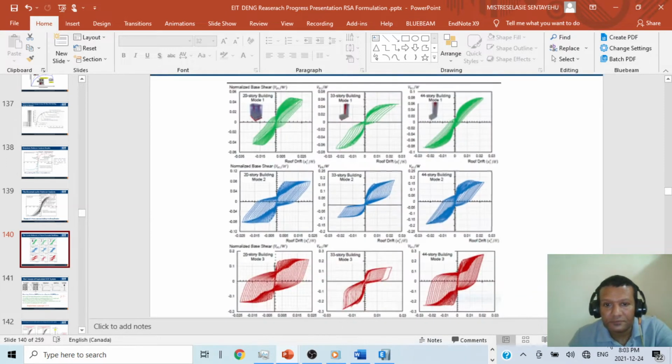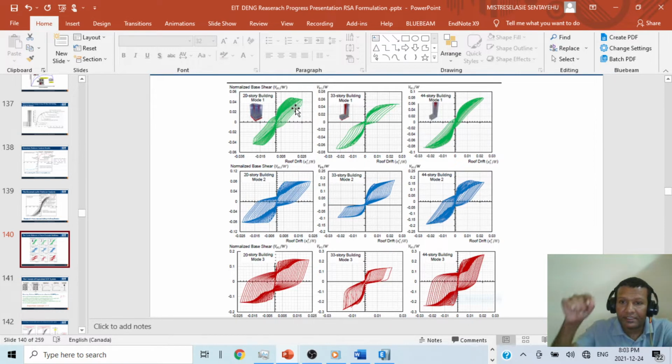So the same thing I did. This is mode 1 in different buildings, 20 story, 30 story, 44 story, and this is also the same for mode 2, and this is mode 3. When they apply the first mode shape and push the building, they will get this kind of hysteresis loops. For 33 buildings, this; for 44 buildings, they will get this.